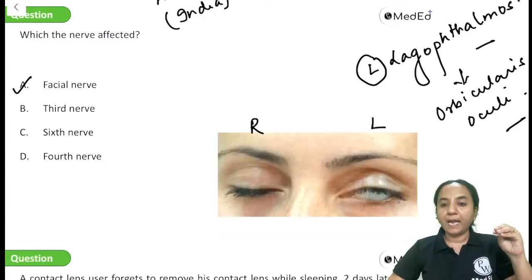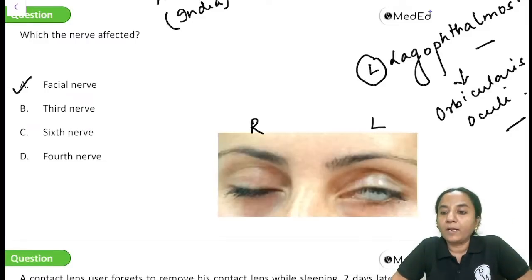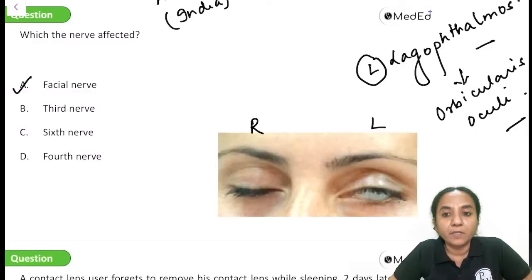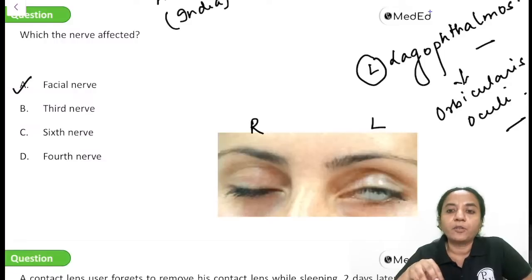When you close the eye, the eyeball rotates upwards. This is called Bell's phenomenon. That's why you're not able to see the iris here.